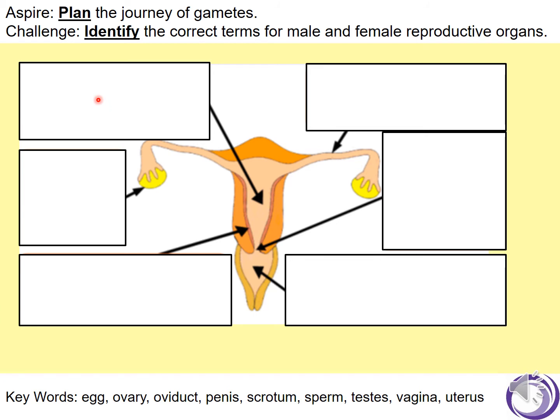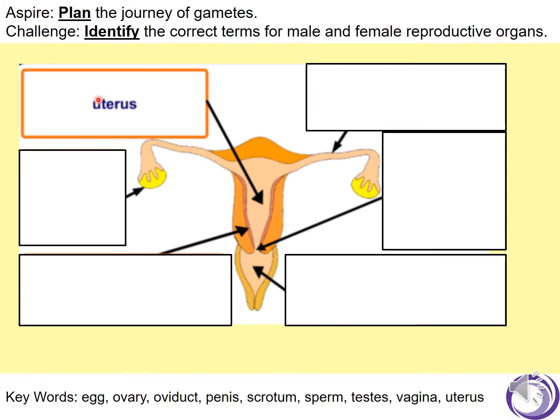Starting up on the top left here, this is an arrow that's pointing towards the uterus or womb. Either of those two words will do, but womb is spelled W-O-M-B, but I would like you to use the word uterus. Now underneath that we have the ovary, which is where the eggs are stored and released from. So they're the source of the eggs, which are gametes, of course. We'll keep using that word.